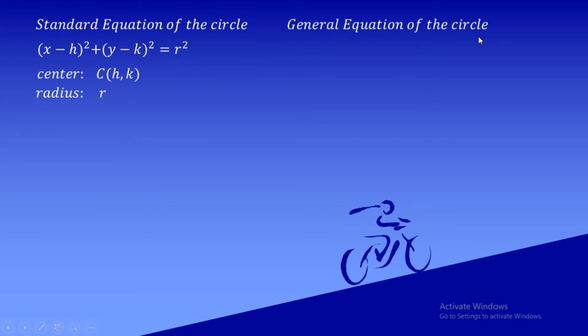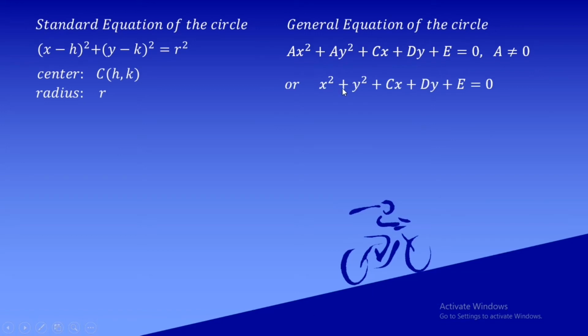And for the general equation of a circle, here's the equation: ax squared plus ay squared plus cx plus dy plus a is equal to 0, or equivalently x squared plus y squared plus cx plus dy plus a is equal to 0. So we can write this into the standard form by completing the square in both variables x and y.